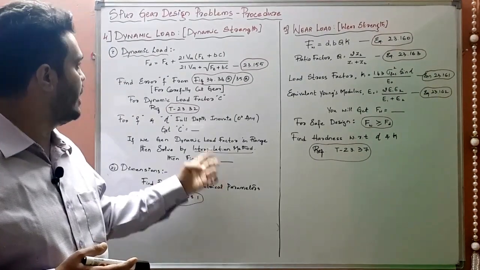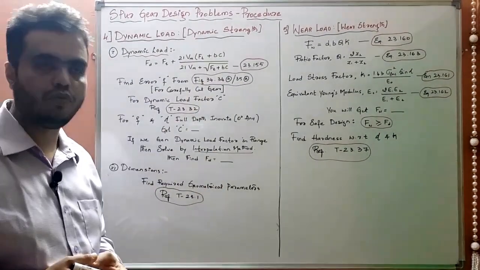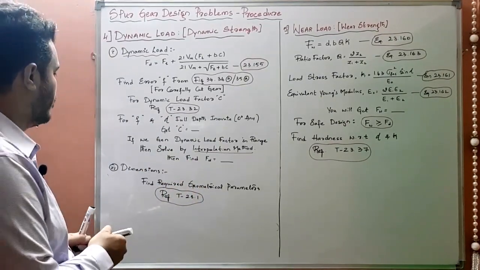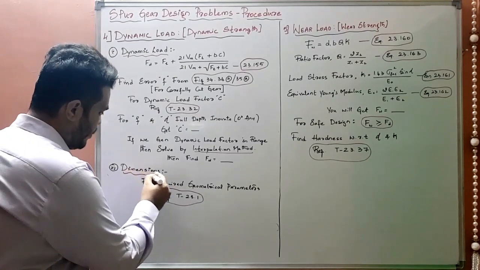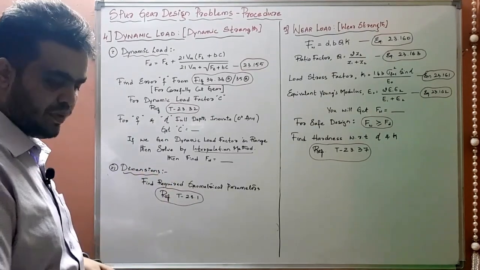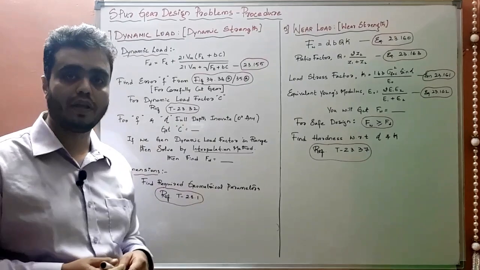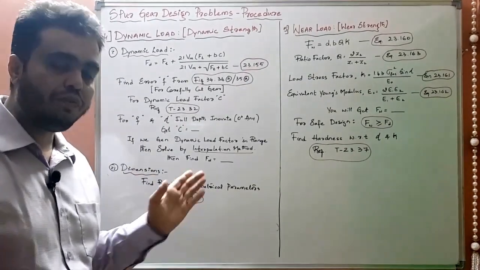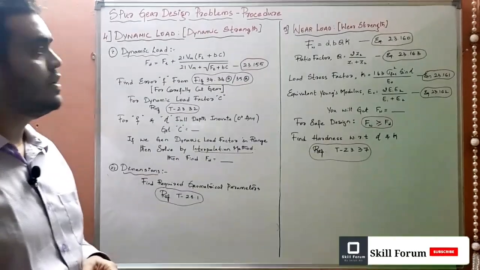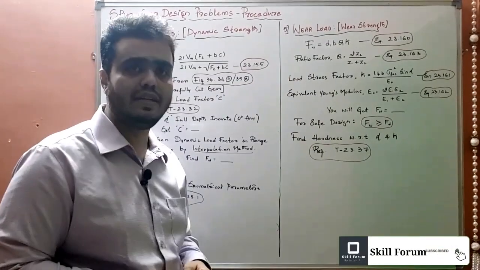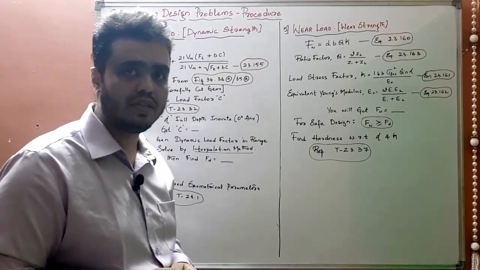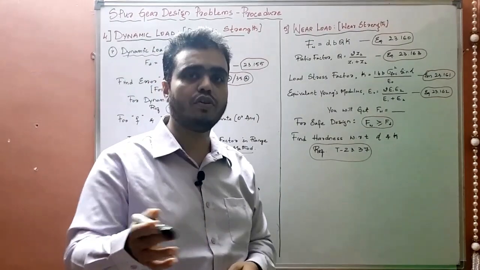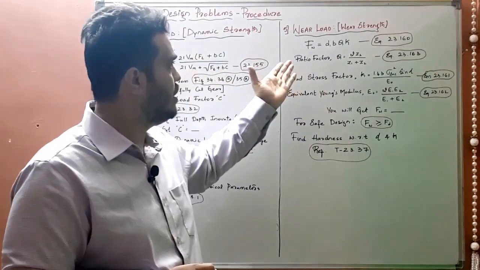So you will get the FD value once you get the dynamic load factor. After that, next you need to find out the dimensions of the required geometrical parameters. For that you can refer to table 23.1, if you require, you can find out the dimensions. So next, the last design parameter that we need to consider while designing a spur gear is wear load. We need to find out the wear strength, and by using that only we can find it out.